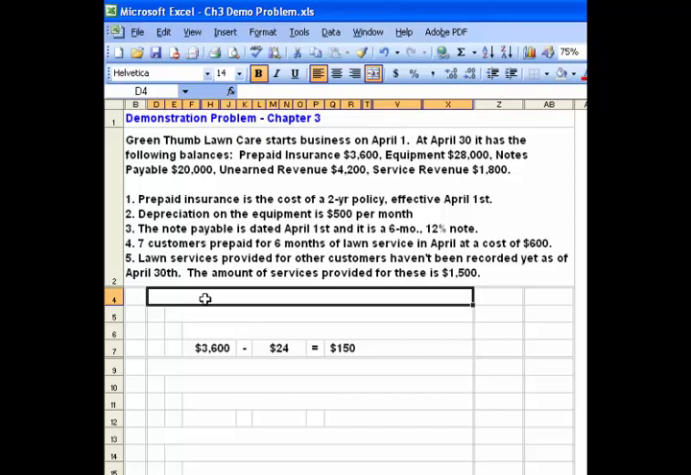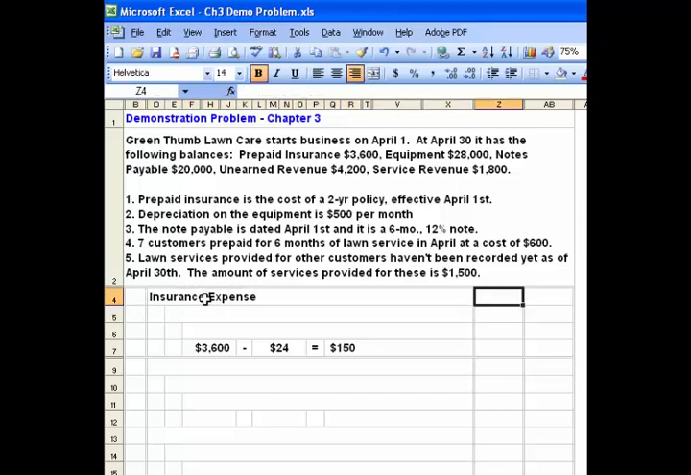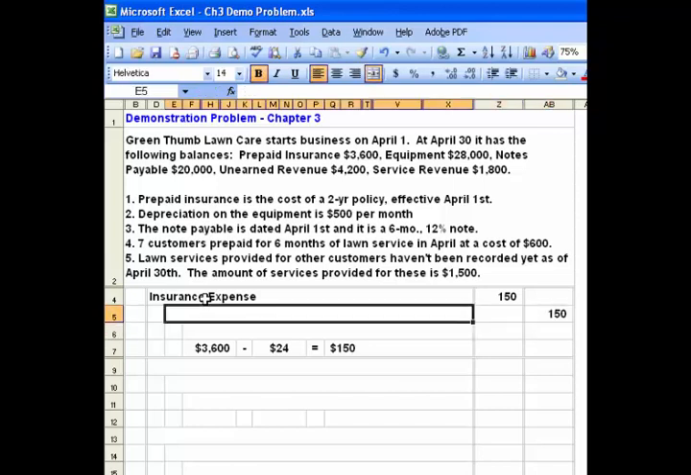Now we need to record that expense, and the appropriate account would be insurance expense. The amount would be $150. We're only concerned with the month of April. We start the business at April 1st. It's now April 30th. We know that if we debit $150, all the debits and credits have to equal. So what account should we credit to reduce prepaid insurance?